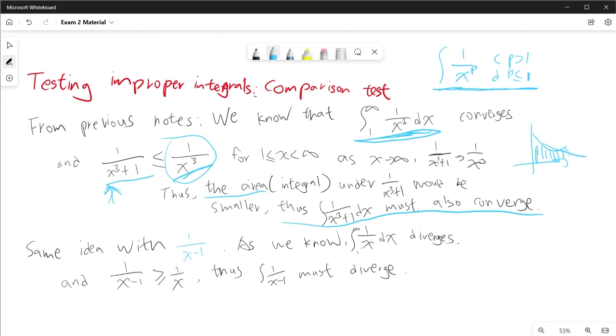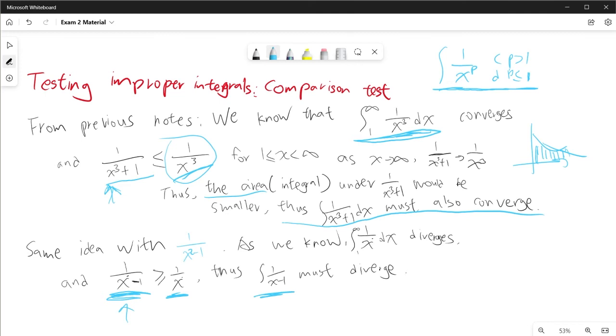With the same idea, since we know that 1 over x diverges, the right hand side diverges, and the left hand side is always bigger than the right hand side. Therefore, the area under that graph will be bigger than infinite, whatever infinite is. So that left hand side also has an area of infinity. Therefore, the integral of the left side equation should diverge.